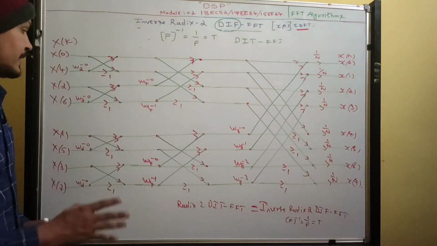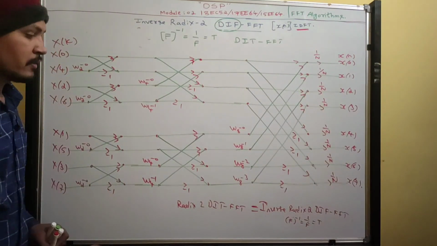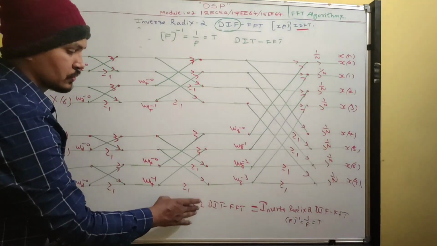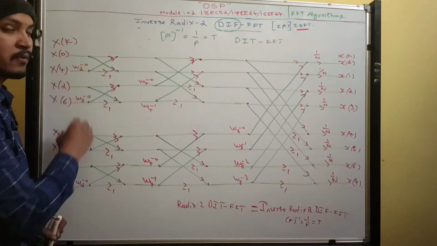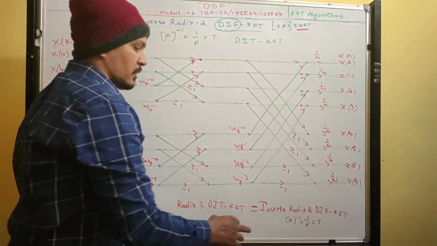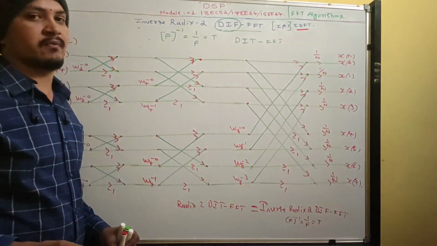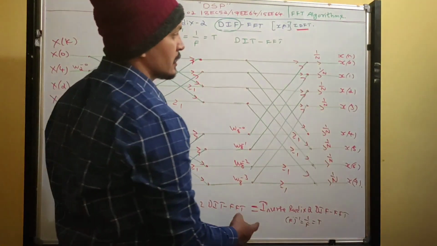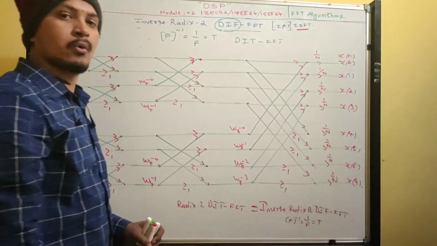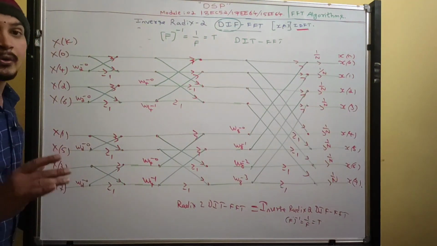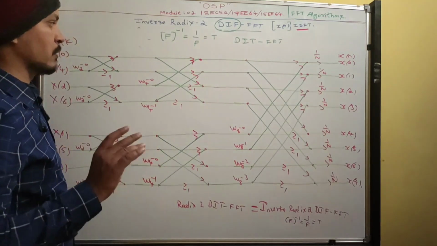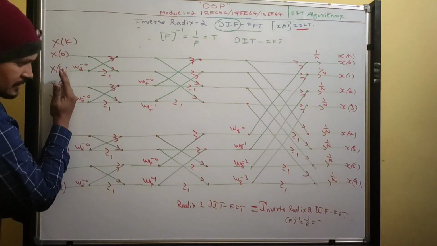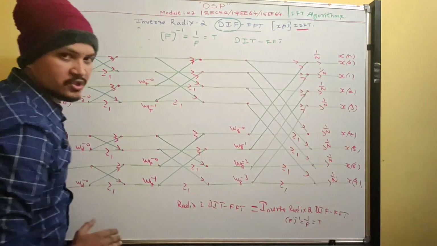What is different? Twiddle factors are different. For DFT, radix 2 is used to compute only DFT, and you write the twiddle factor with positive powers. Inverse radix 2 is used to compute IDFT, and you write the twiddle factor with negative powers. But another difference is that at the end you write the factor 1 by n. How to do calculations in problems? You start from the input side and end on the output side.